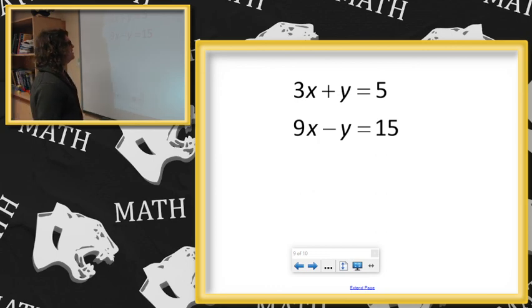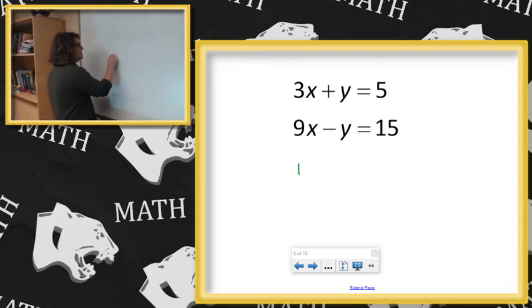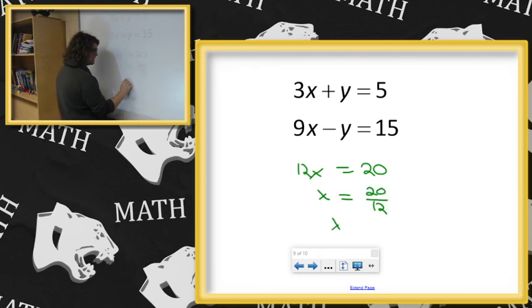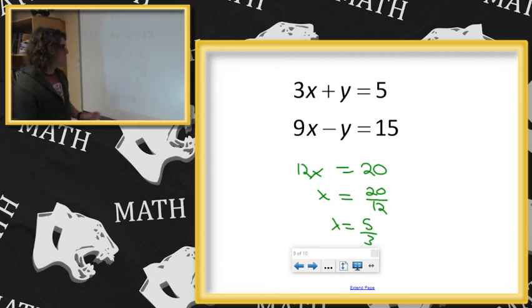I could probably take, actually, do you know what? As a little bit of review, I'm going to do that right now. 3x plus 9x is 12x. y plus negative y is 0y, so it just kind of goes away. And then 5 plus 15 is 20, and so we get x is equal to 20 over 12. Oh, wow, I should just divide by 4, 5 over 3. All right, so that's great.